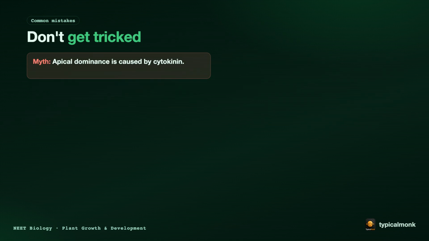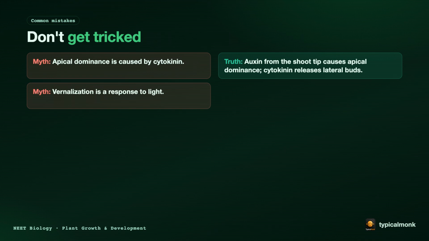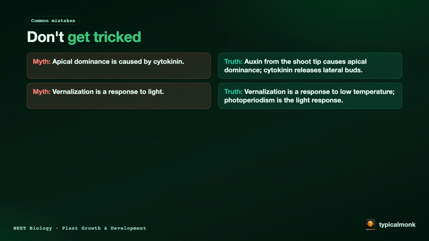Now let us clear the mistakes students fall into. Myth: apical dominance is caused by cytokinin. Truth: apical dominance comes from auxin in the shoot tip. Cytokinin actually releases lateral buds. Myth: vernalization is a response to light. Truth: vernalization is a response to low temperature. The light response is photoperiodism.